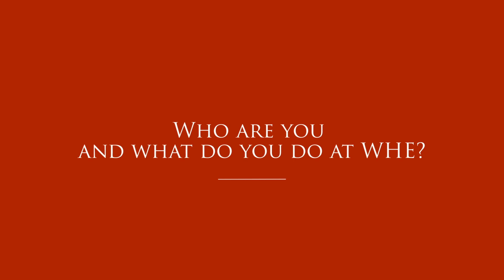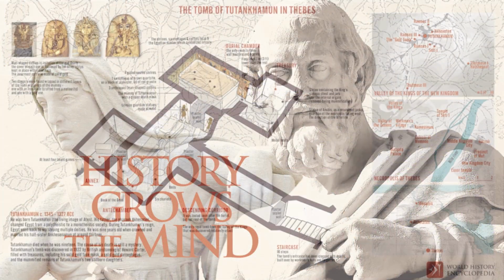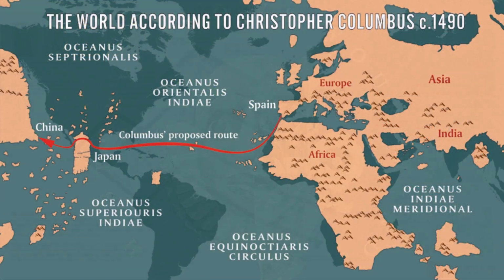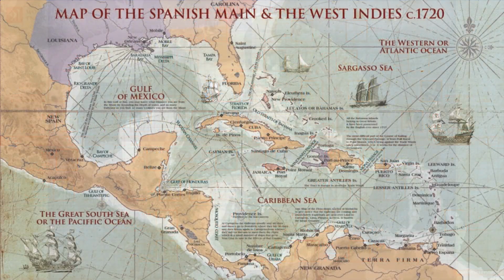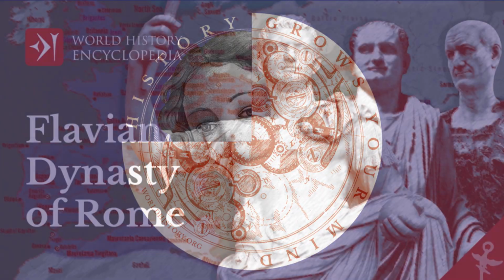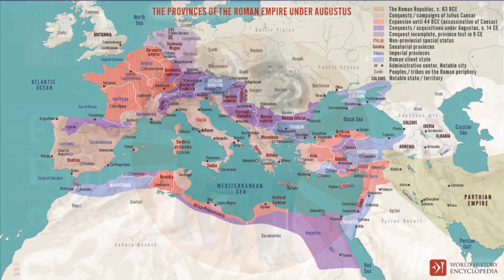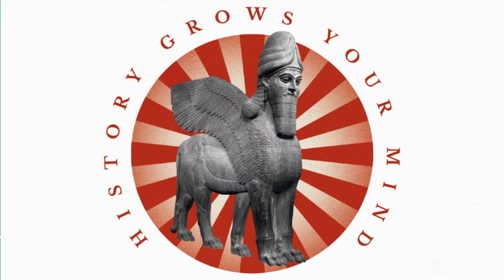Can you just tell us about who you are and what you do for WHE? Hi, my name is Simeon. I am doing graphic design for World History Encyclopedia. I do maps, illustrations, infographics, and all kinds of graphics things that we require, like logos, animation for videos, T-shirts, anything we can come up with.